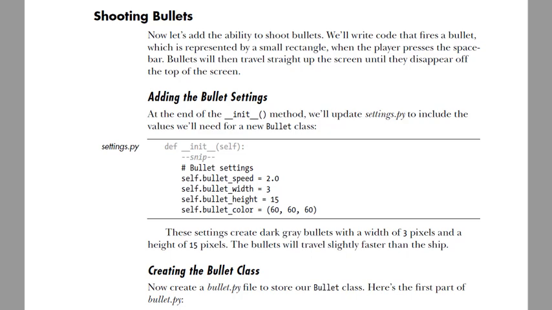Welcome class back to your Alien Invasion project. This is version 3, shooting bullets. We're going to be creating a brand new file called bullet.py, and we're going to be adding in and modifying each one of our files as we go through as well.